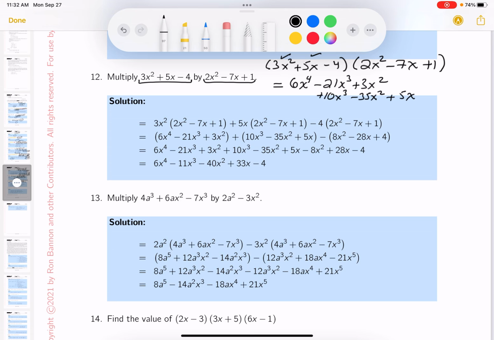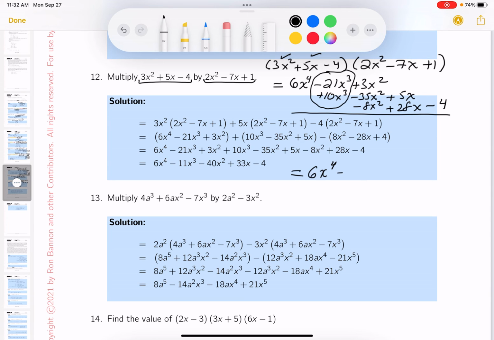This is done. Now I'm going to do minus 4. What do you get? Minus 8x squared, plus 28x, minus 4. I'm going to put a little line over here and add them together. And what would you get? 6x to the fourth. I'm going to add the cubes together. I'm pointing out what the cubes are. These are the cubes; when I say that, I mean the x cubes.